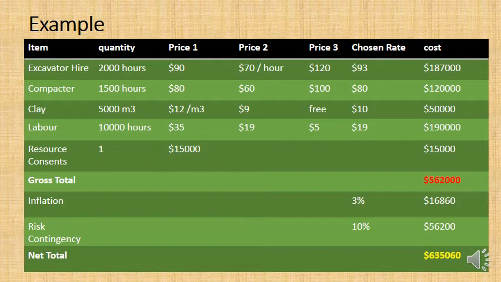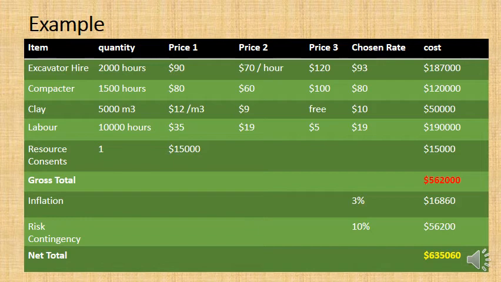And then the risk contingency is 10%. This is a fairly basic project. There isn't really a lot of risk, and so we're using a very low risk contingency of 10%. And that means that we now have a net total of $635,060. That is our estimate for producing this project, for carrying out the construction of the clay liner.